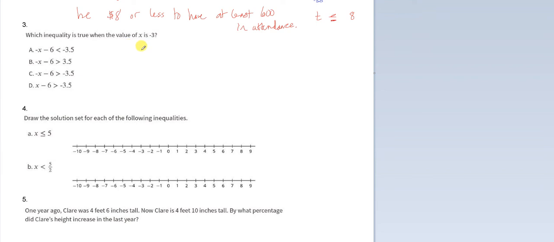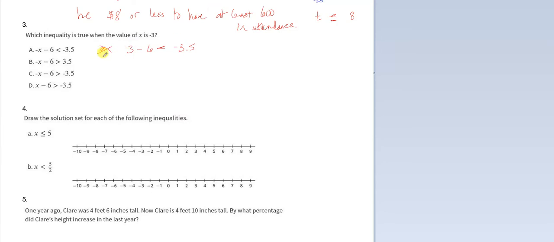For 3, we just have to pick the inequality that's true when x is negative 3. So I'm just going to do each one. Alright, so when x is negative 3, the opposite of x would be 3, which makes it 3 minus 6 smaller than negative 3.5. 3 minus 6 is negative 3. Negative 3 is not smaller than negative 3.5. It's greater, so A does not work.